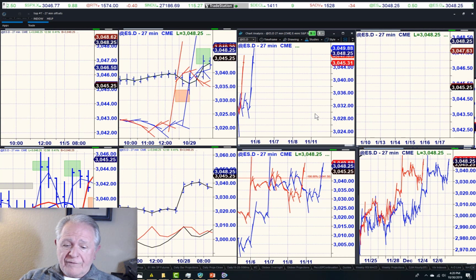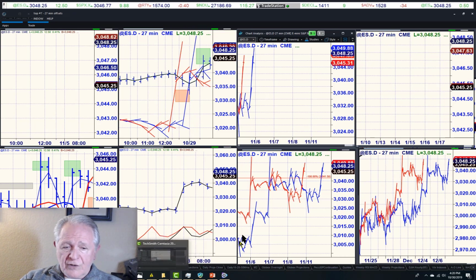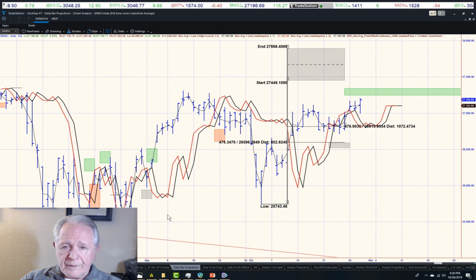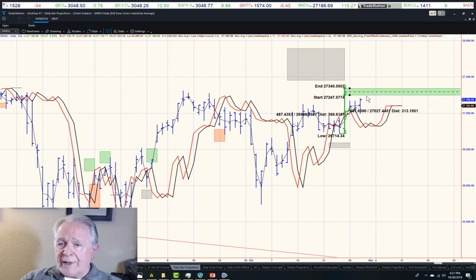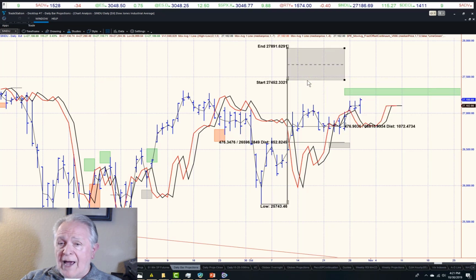Okay, the only thing left that we're going to look at today is we showed you the special bars or the daily bars on the Dow Jones Industrial Average. So let's take a look at those again today, the daily bar projections. And this is one of the ones that we showed you yesterday. So notice that we have an upside projection now to at least 27,247 and change.